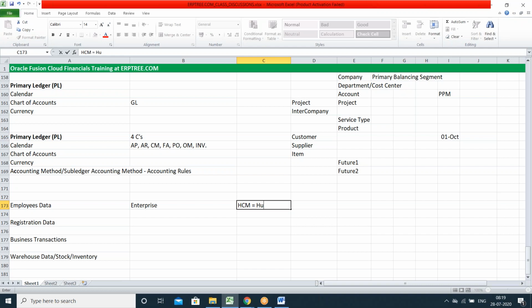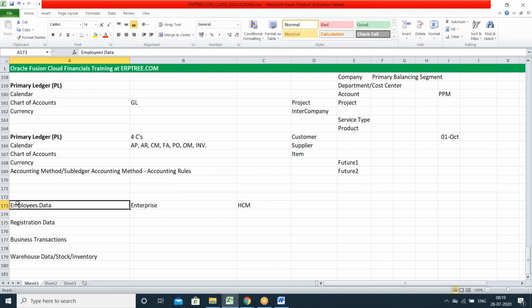Already we discussed, right? In the first session itself we discussed HCM stands for Human Capital Management. That means as a part of HCM you can have payroll application, HR application, talent, absence. It's completely related to employee management.